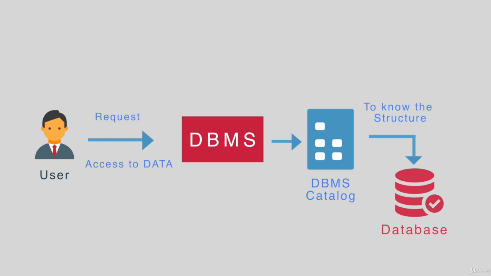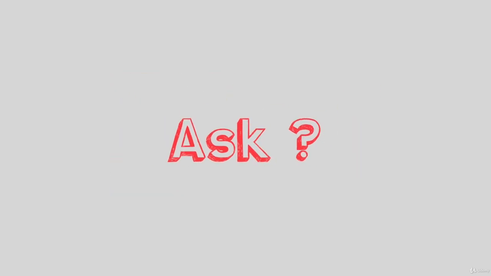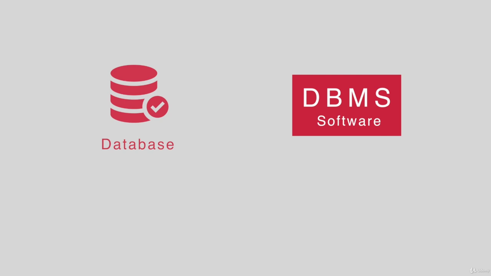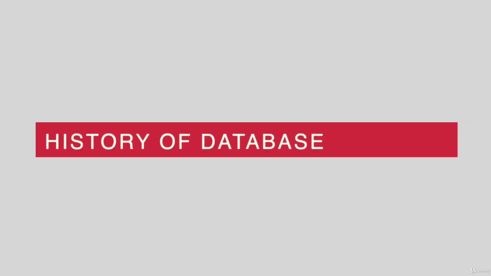Till now, we have discussed a database and a DBMS software. Now you may ask what a database system is. A database and a DBMS software together are called a database system. History of the database systems.